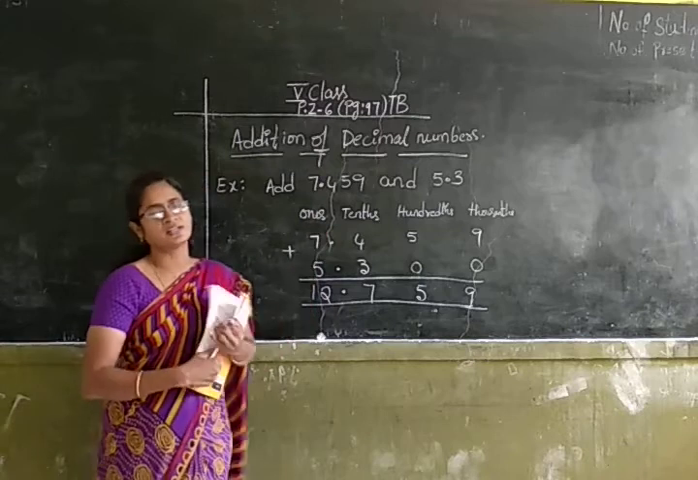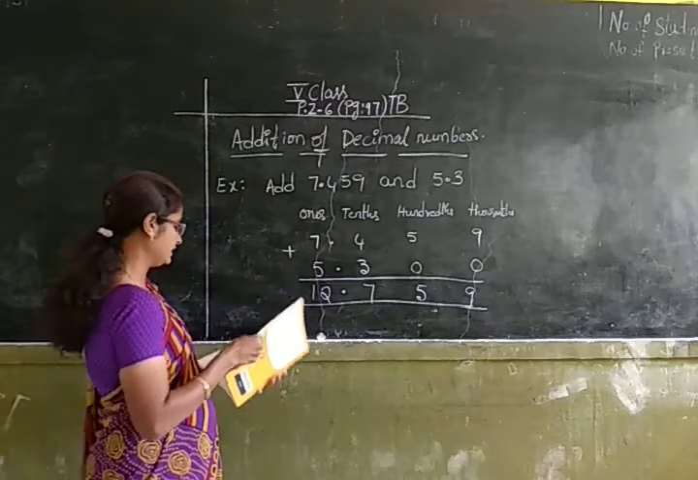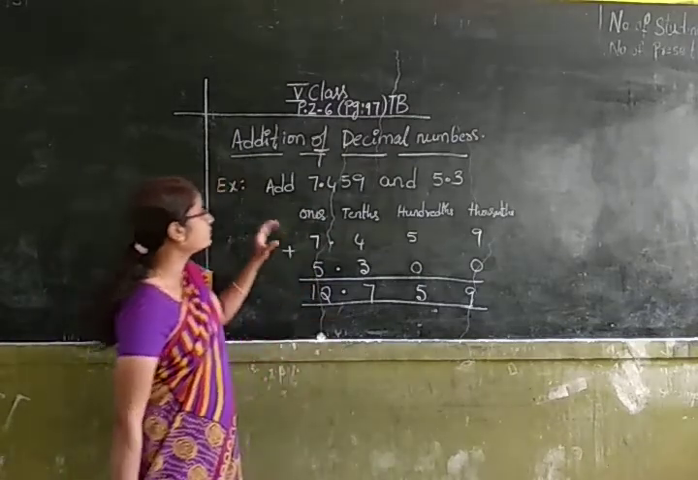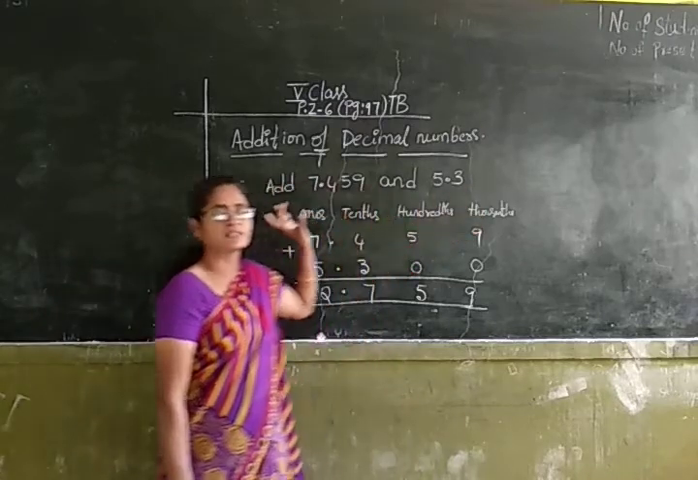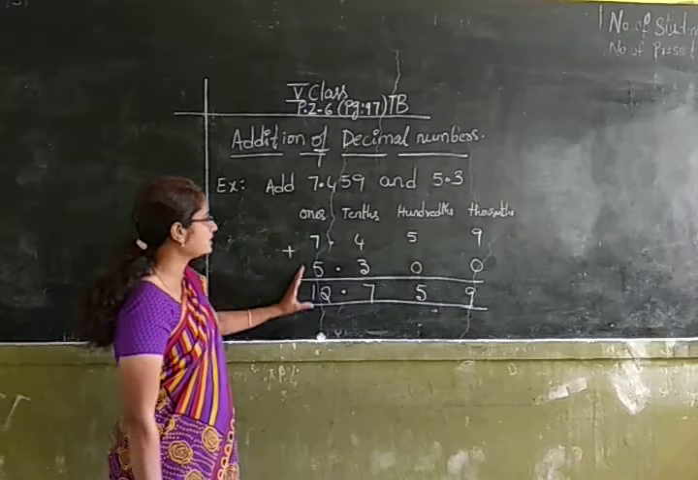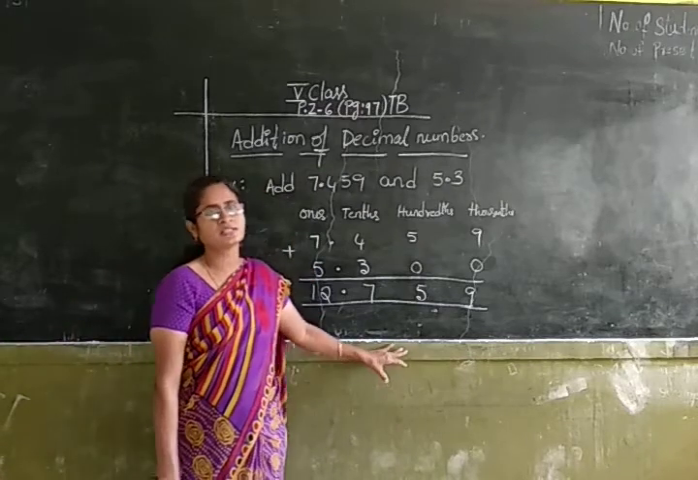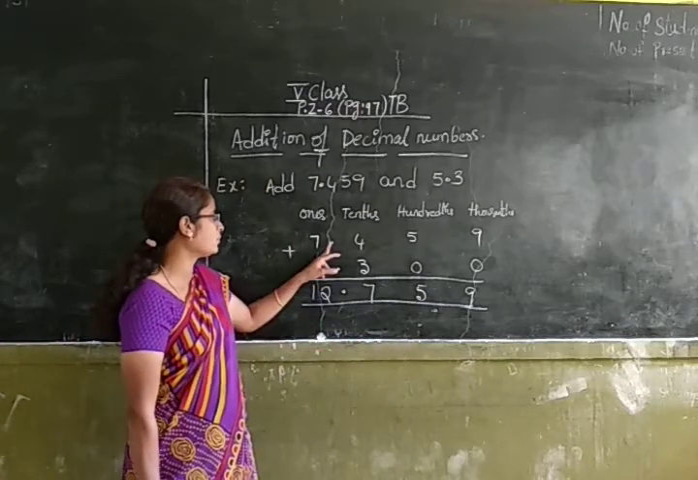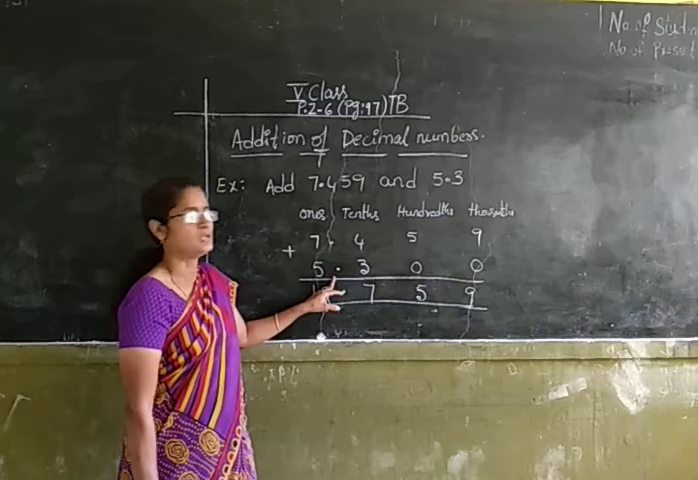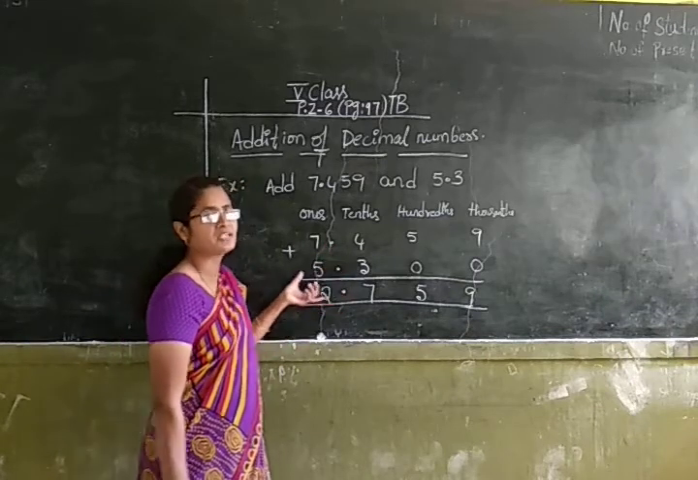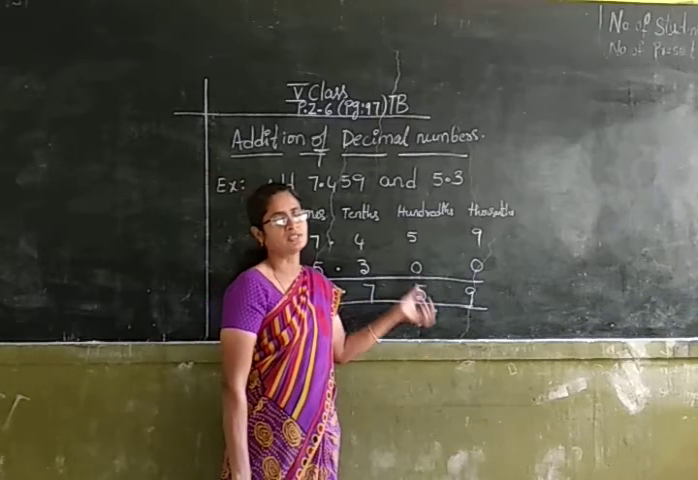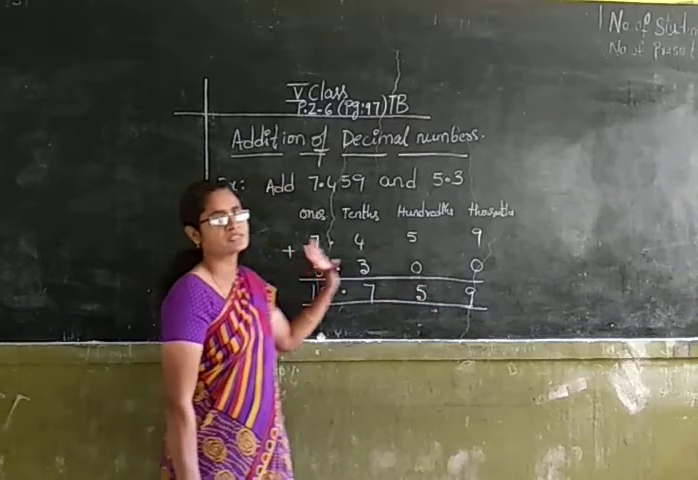Did you understand, children? This is the way of adding the numbers. First what you have to do? You have to write the places and then arrange the numbers in columns. After arranging the numbers in columns, you check whether the point is in one column. If the point is in one column, it means that you have arranged the numbers in correct places, in correct order.